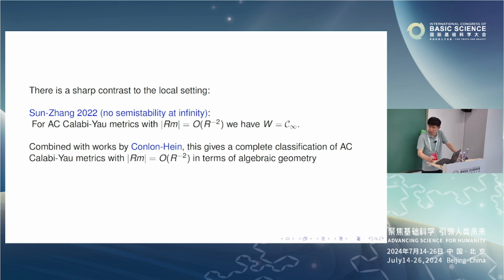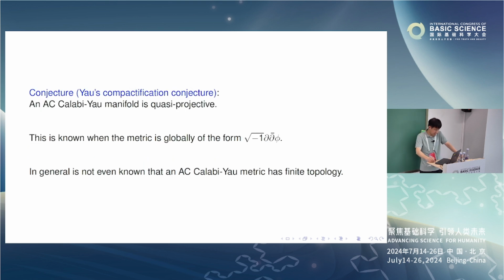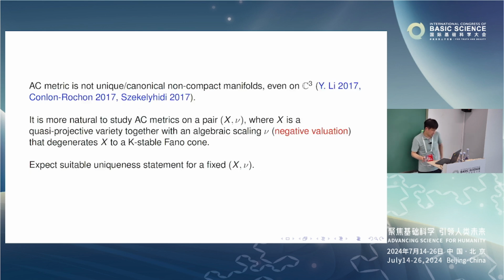So this is quite different from the local setting. In general, this is related to Yau's compactification conjecture that an AC Calabi-Yau manifold should be quasi-projective, but this still remains to be studied. And for non-compact manifolds, the difficulty is that there's no uniqueness. So even on C^3, you can find different Calabi-Yau metrics with Euclidean volume growth.